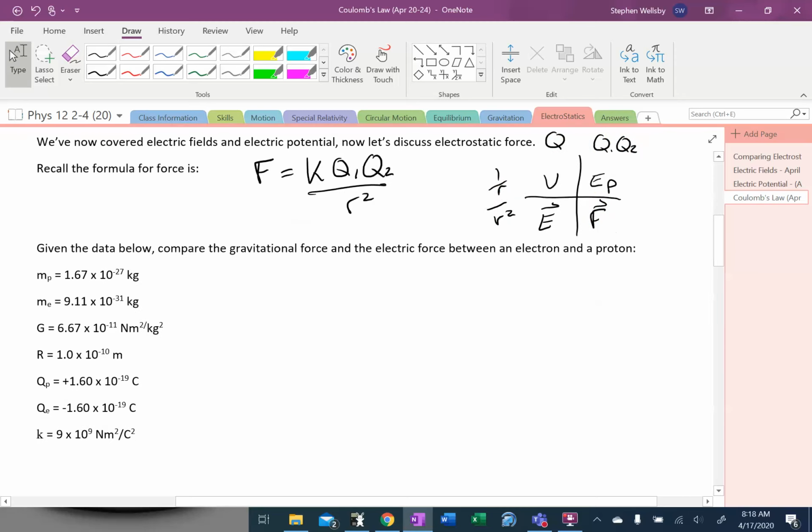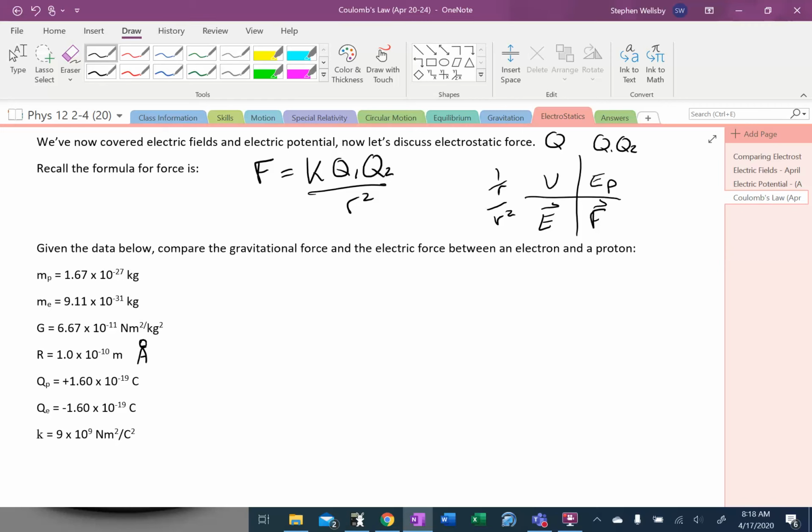First thing I want you to do, just to get you started, is compare the gravitational force and the electric force between an electron and a proton. So this is all the information you're going to need. This is the mass of a proton, mass of an electron, our universal constant G. We're still going to say that the radius is, in case you haven't seen this unit before, 10 to the minus 10 meter. This is called an angstrom, and it has this weird symbol like an A with a circle on its head. And this is roughly the atomic radius of a hydrogen atom.